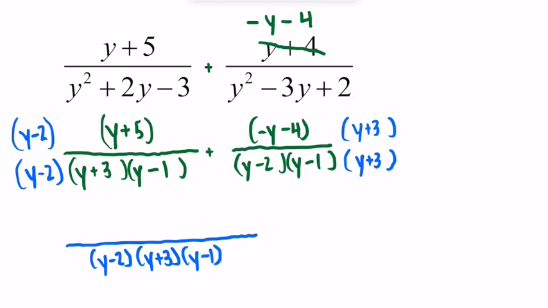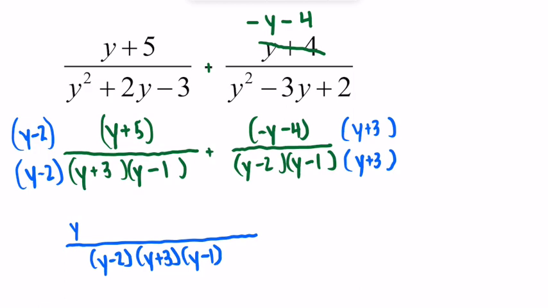If you put y minus 2 times y minus 1 times y plus 3, that's just as good. Now in this example, we're going to have some more multiplying and combining like terms to do. From our first fraction, y minus 2 times y plus 5, we do the FOIL method.